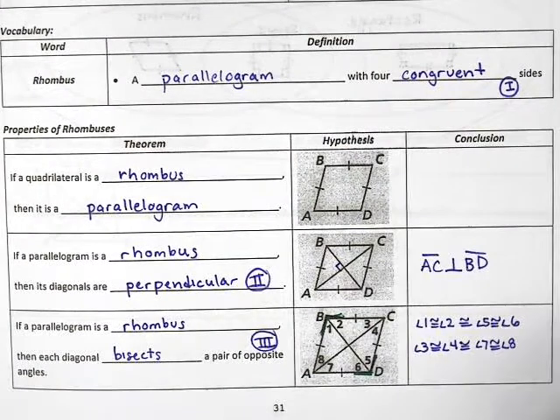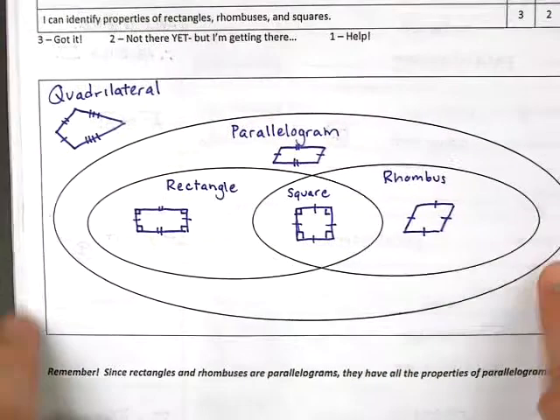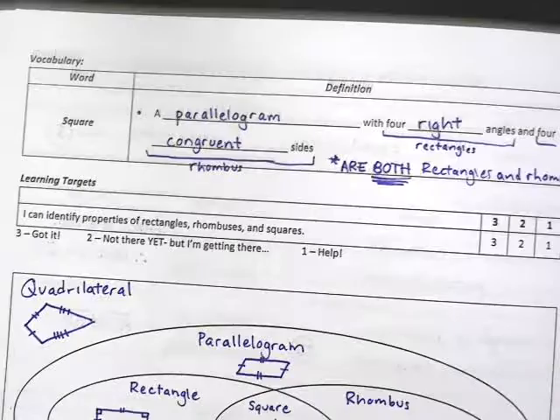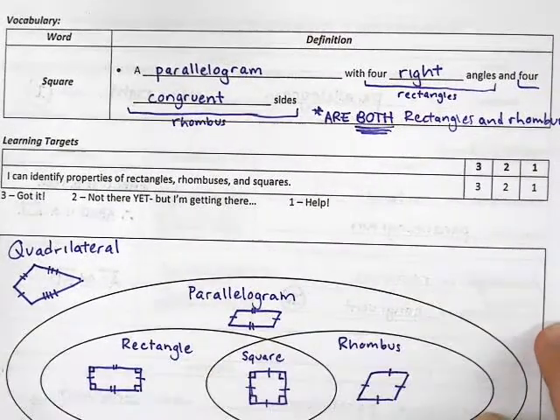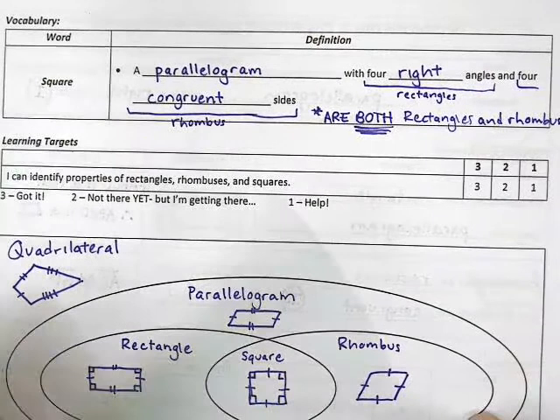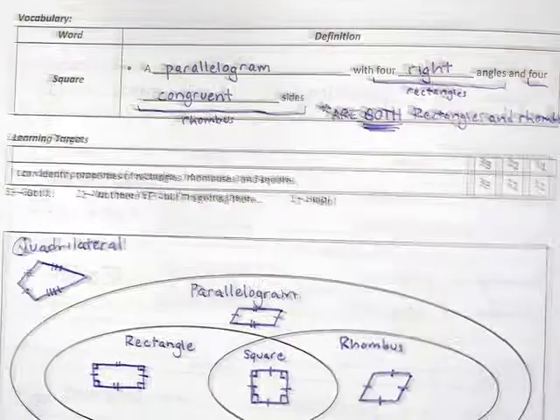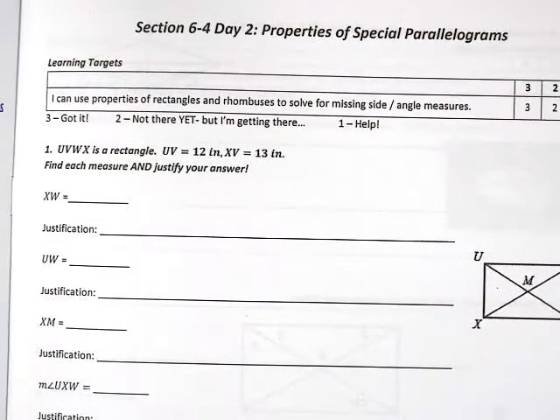Now for squares, hopefully you remember, nice and easy. Squares just have to be both a rectangle and a rhombus. Alright, a square just needs to be both a rectangle and a rhombus. So whatever property tells you it's a rectangle, and whatever property tells you it's a rhombus, if both of them are occurring, you got yourself a square. So let's jump into some practice problems and applying these properties.